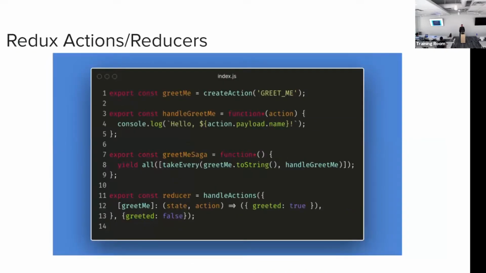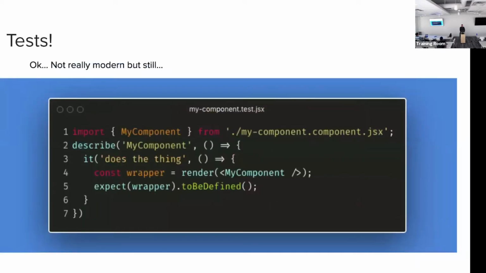So Redux, right? This is notorious for tons of boilerplate. You have to set up action creators and reducers and all of this code just to get the plumbing to work. And tests, okay, not so modern, but it is code that you're repeating all over the place. So wouldn't it be great if you didn't have to write out this block of code every time you wanted to test something?